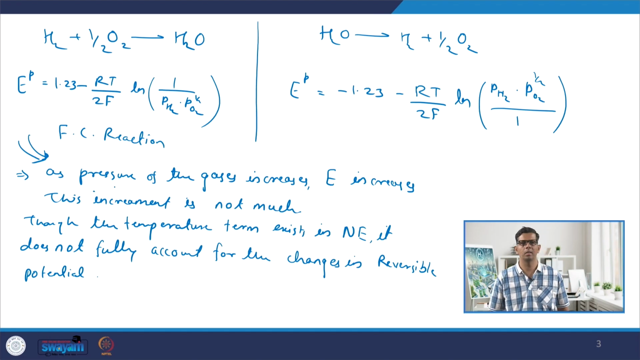Standard temperature and pressure conditions, as we know, are 1 atmosphere and 298.15 Kelvin, and at this temperature and pressure the potential that we observe is 1.23 volt. We will also go ahead and calculate that.